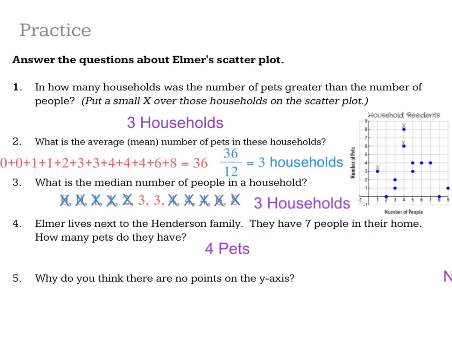So the last question asks, why do you think there are no points on the y-axis? Well, if I'm looking at the y-axis, why would there be no points? Why would there be no people, but there might be points of pets? Well, there are no houses that have just pets and no people. So that will not work. You can't just have a house that has a whole bunch of pets in it and no people living there.